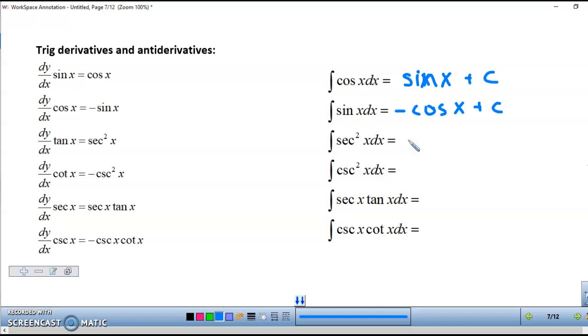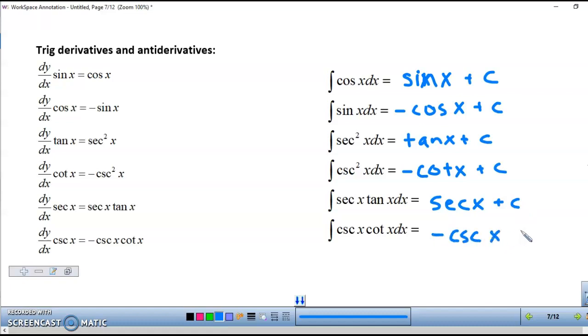Integral of secant squared is now tangent. Cosecant squared would be negative cotangent. Secant tangent would be secant. And cosecant cotangent would be negative cosecant. Okay, so those are good ones to know.